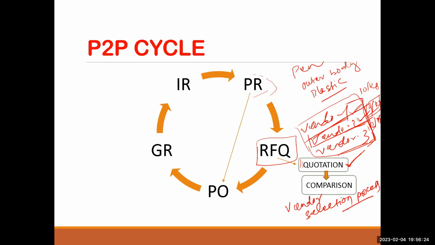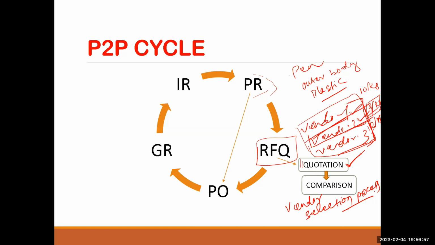Okay, so if anyone asks you in the interview what is the vendor selection process, then you can say that from the RFQ to quotation comparison, that is called vendor selection. In this process we find the suitable vendor, or we can select the vendor from these processes. Might be you will get some questions in the interview, so those kind of things you need to understand and make some note of. What is the vendor selection process?